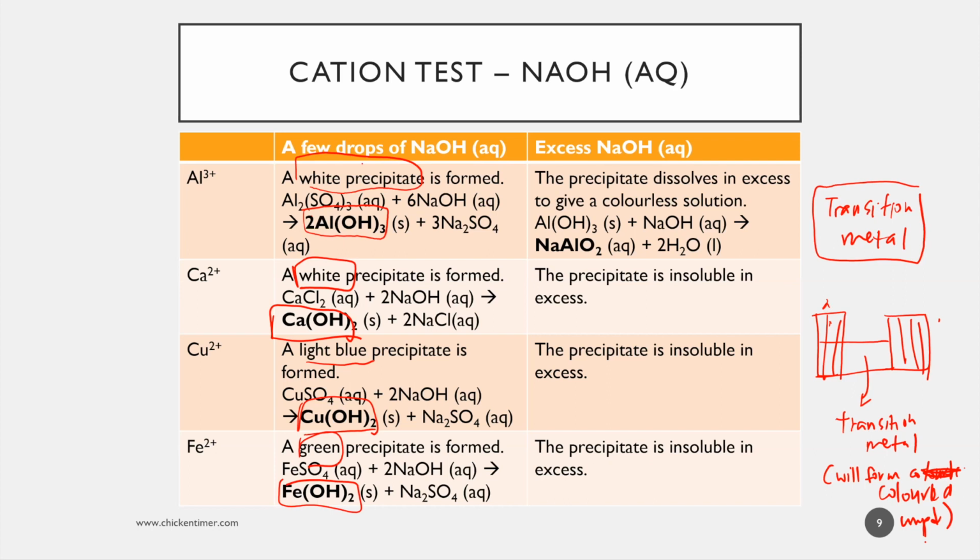Then the aluminium one down here, then you say excess. When you add excess sodium hydroxide, the precipitate dissolves and gives a colorless solution. But you don't need to know the identity of the solution. You don't need to know the name. So they won't ask.